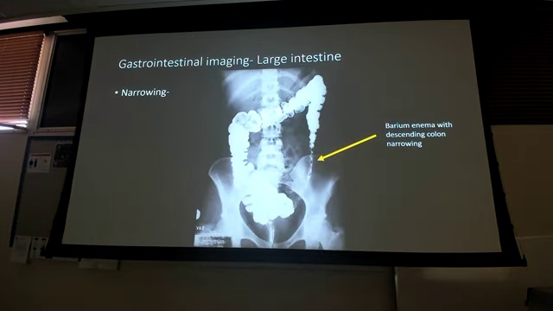Narrowing is just that, narrowing. Okay? So you know about how large the large bowel should be, the descending colon should be coming down, and it's not that large. I have narrowing. Why do I have the narrowing? I don't know yet. This is just describing what narrowing looks like, so you can see what narrowing is when it comes to the large intestine.